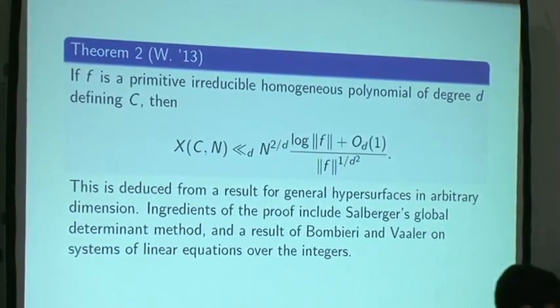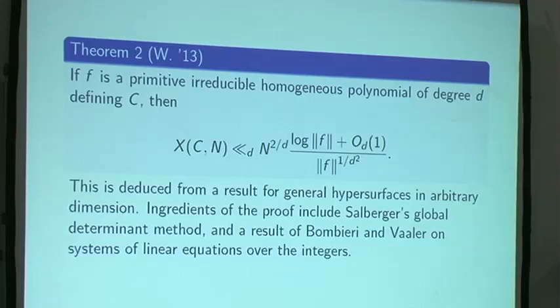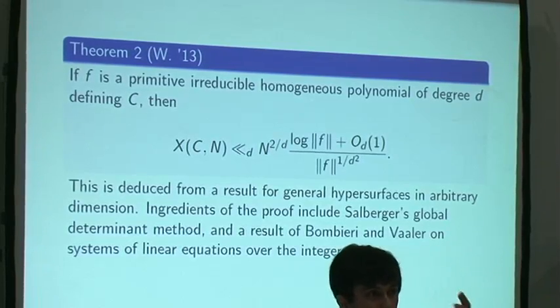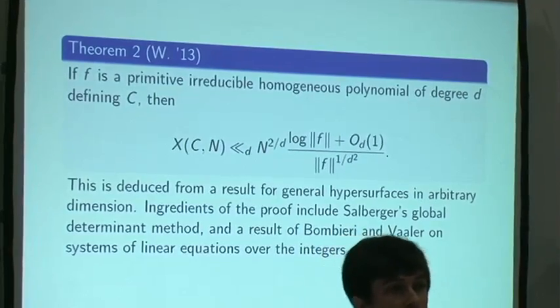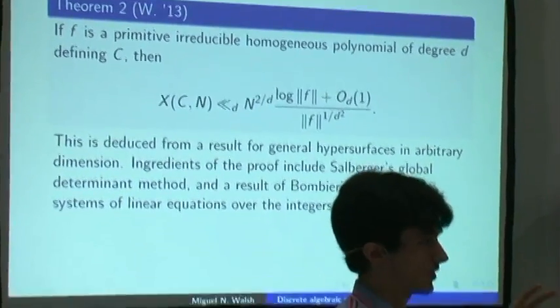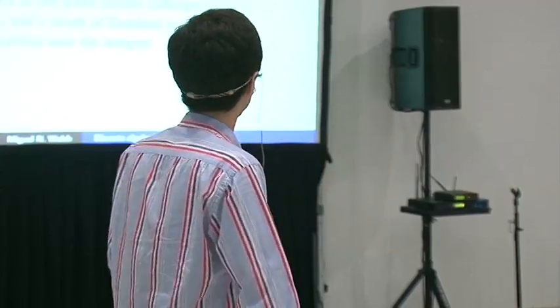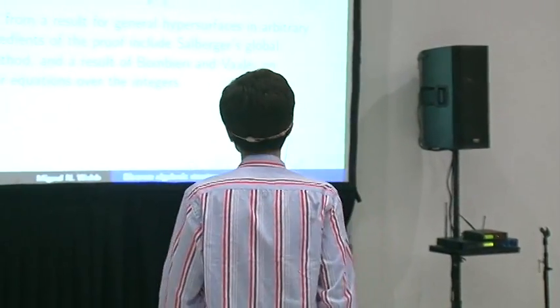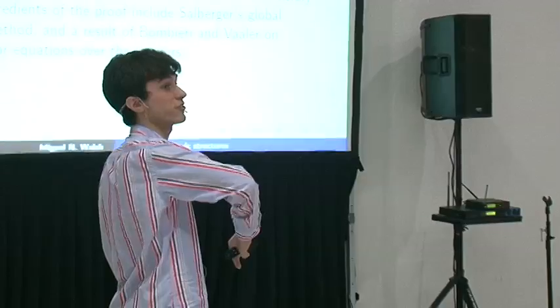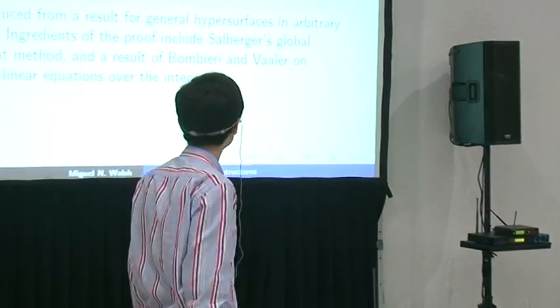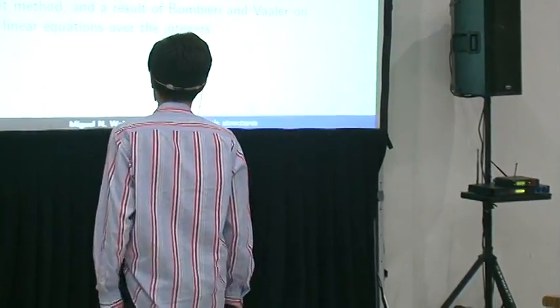And this result is deduced from a more general result that has to do with hypersurfaces in arbitrary dimensions. So you get a bound of that kind for any hypersurface in any dimension, not for a number of points, but for something very similar, which in particular gives you this result. The bound for general hypersurfaces also improves with the coefficient, so it's nice. It refines previous results for hypersurfaces.